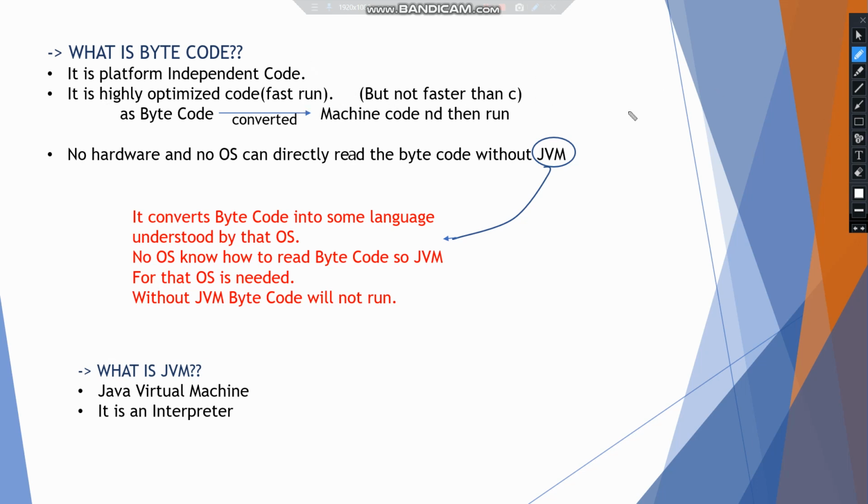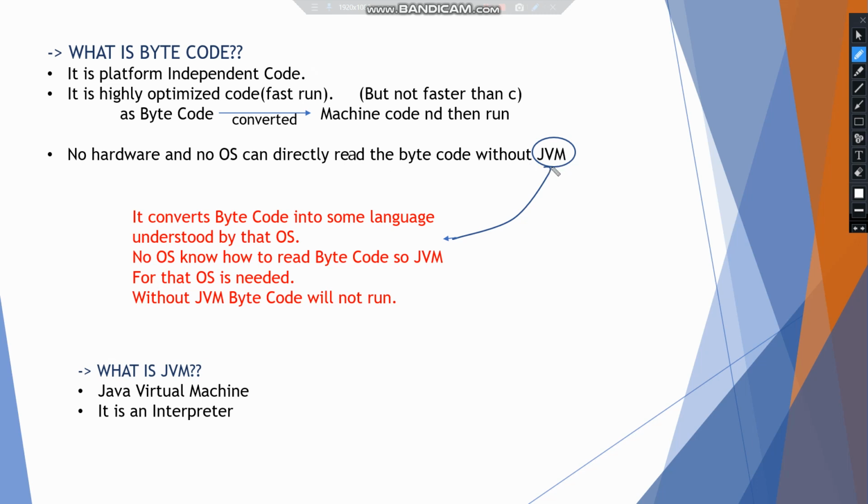Why is it not faster than C? Because the bytecode in Java is first converted into machine code and then it is run, so that's why its speed is a little bit slower than C. No hardware and no OS can directly read the bytecode without the JVM.